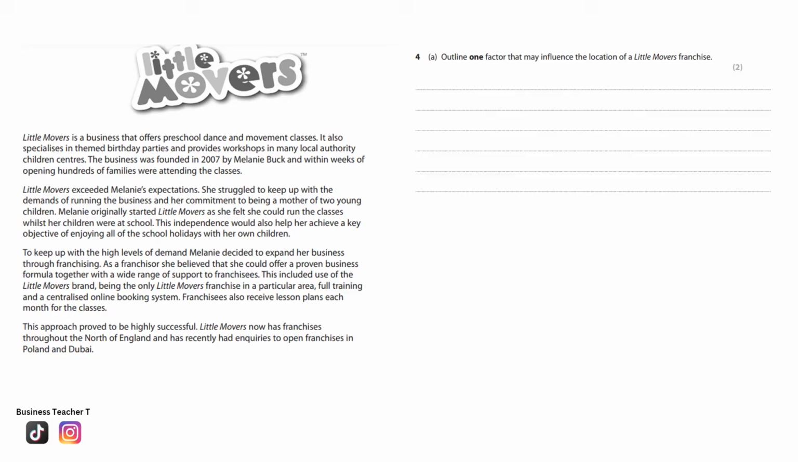As a franchisor, she believed that she could offer a proven business formula together with a wide range of support to franchisees. This included use of the Little Movers brand, being the only Little Movers franchise in a particular area, full training and a centralised online booking system. Franchisees also receive lesson plans each month for the classes. This approach proved to be highly successful. Little Movers now has franchises throughout the north of England and has recently had inquiries to open franchises in Poland and Dubai.